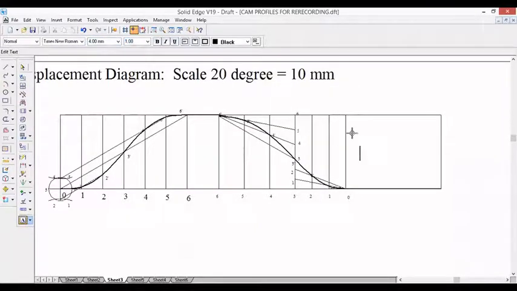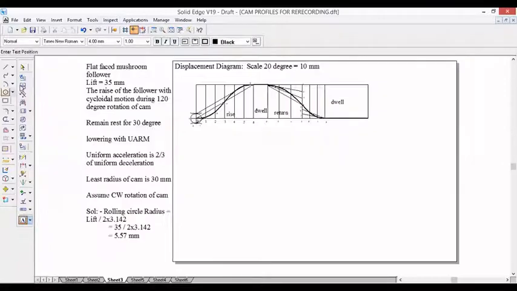So this gives us, this is dwell, this is return stroke, this is also dwell, and this is rise, outstroke. This completes the displacement diagram. Let's move on to the cam profile.